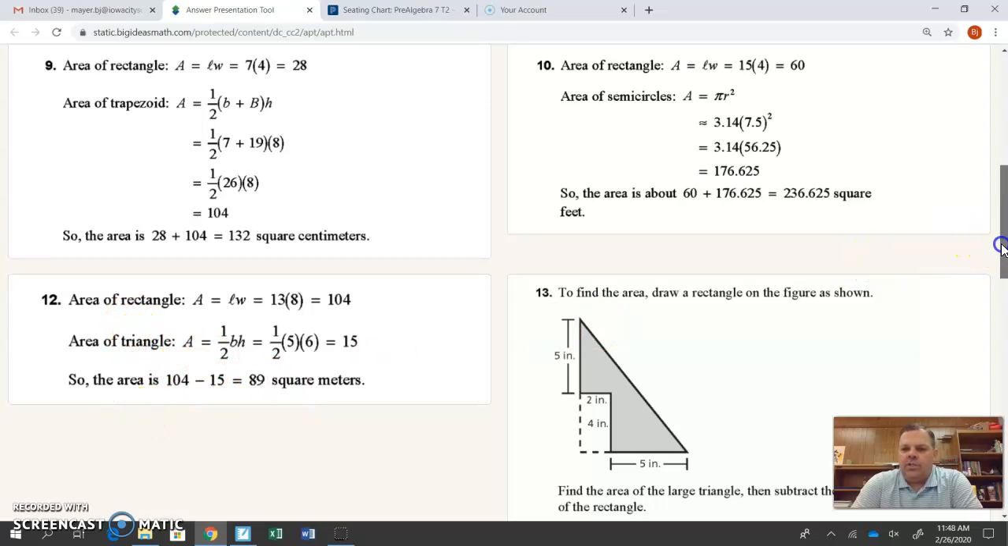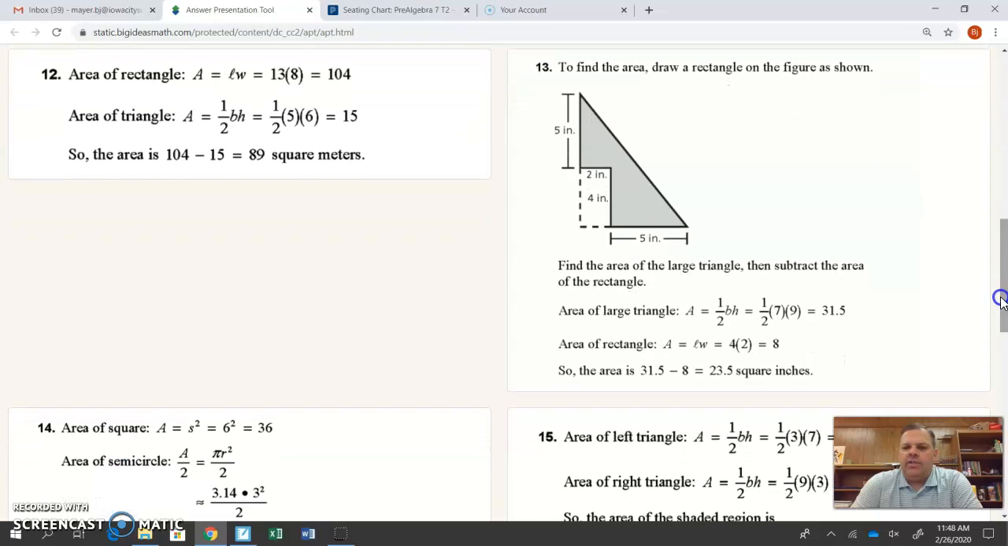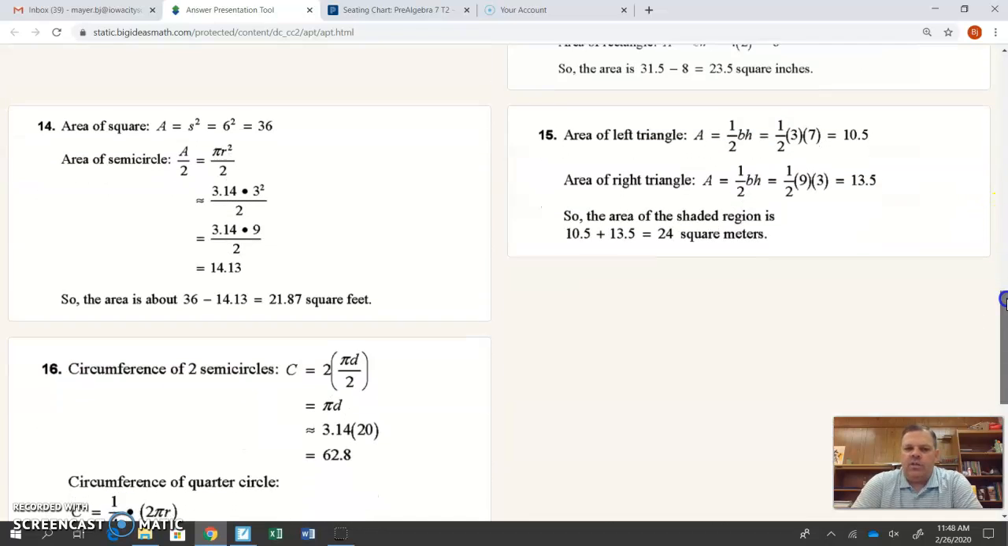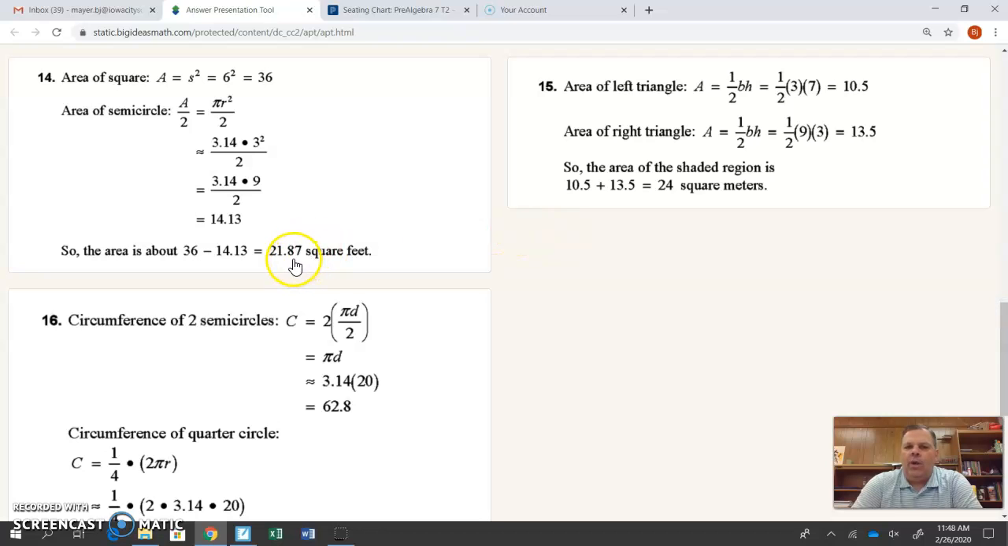In number 13, our answer is 23.5 square inches. We can take the area of the biggest triangle. We can subtract this rectangle from it as well. On question number 14, our answer is 21.87 square feet.